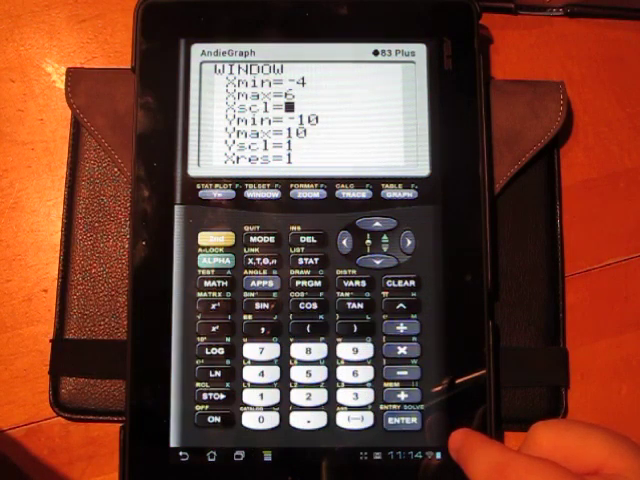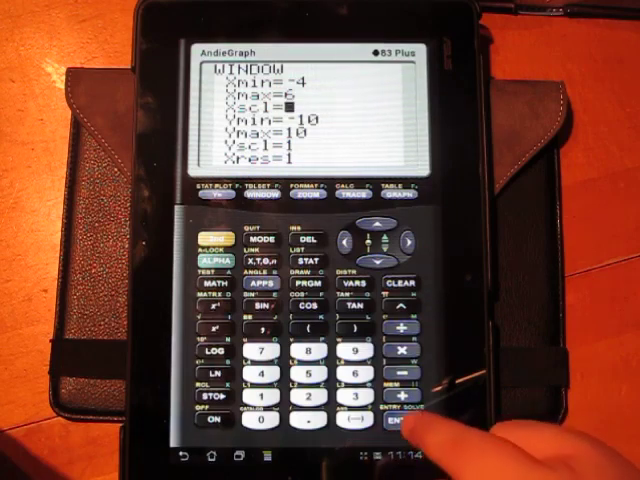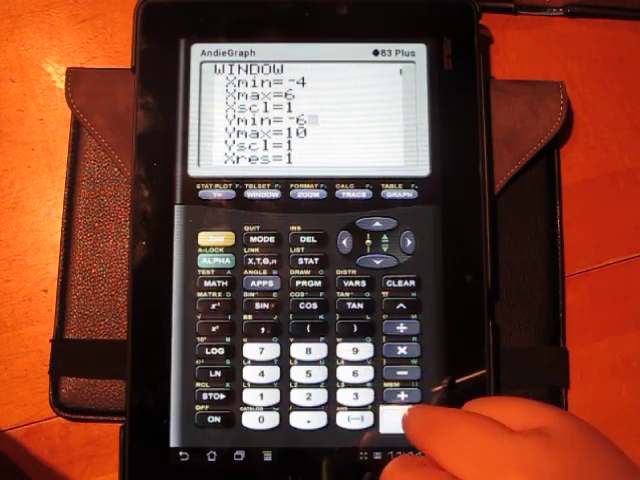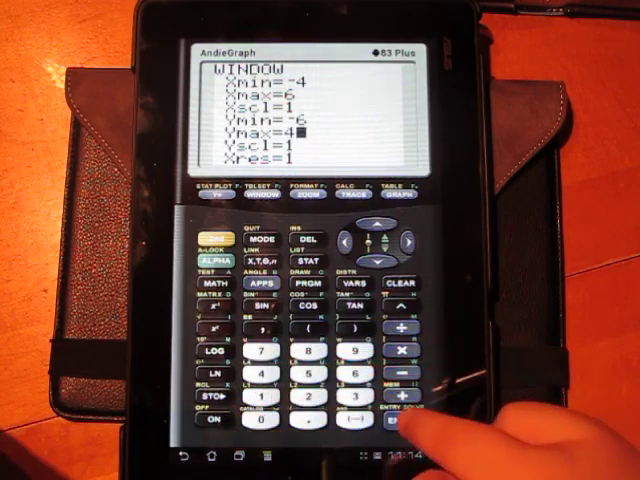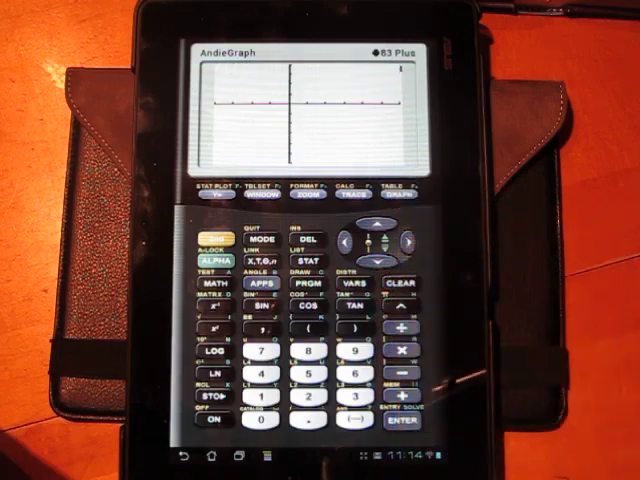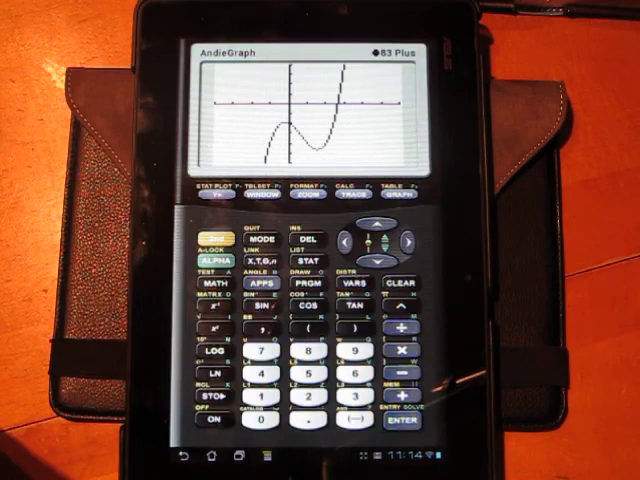The x scale, SCL, just tells us how many of those little dash marks we're going to get on the x-axis. We'll just leave it at 1. Then our y minimum was -6. And our y maximum was 4. And y scale, and x resolution we'll just leave at 1. Now if we go back to graph, we'll see that our graph is much closer to what we see on the actual question. So it's a little bit easier to match the graphs if you match them as far as the size of the window goes.